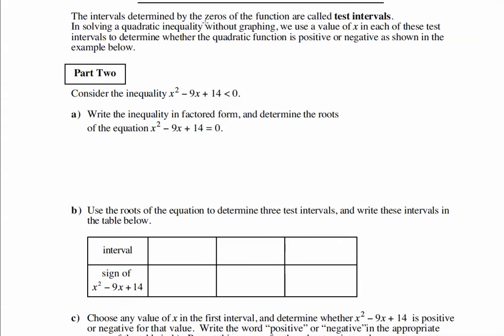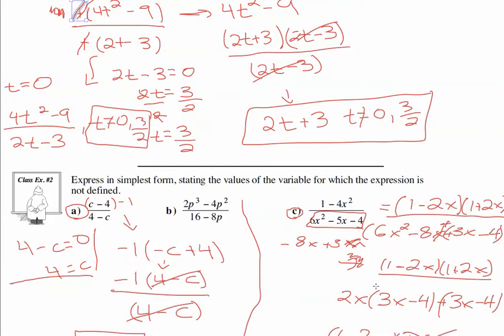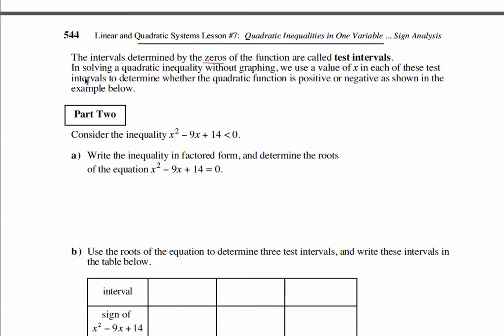So solving by sign analysis using test intervals, we say that the intervals are determined by the zeros of the function. You might want to underline that: we determine our intervals by the zeros. In solving a quadratic inequality without graphing, we use a value of x in each of these test intervals to determine whether the quadratic function is positive or negative, as shown in the example below.